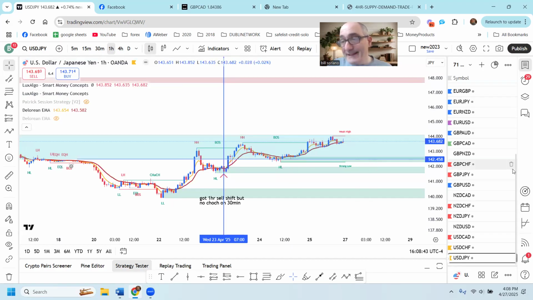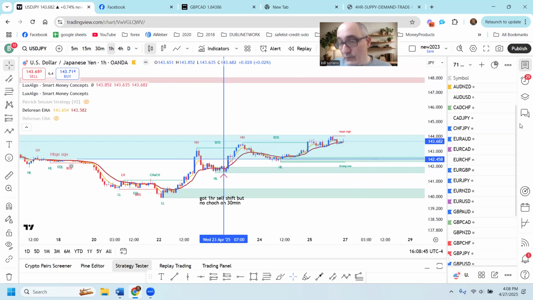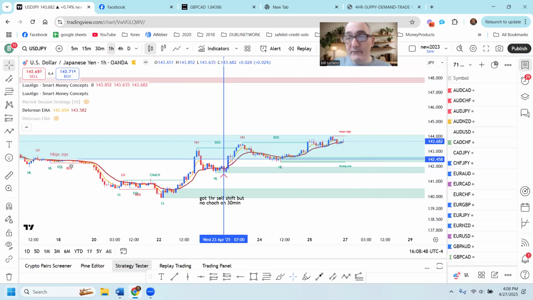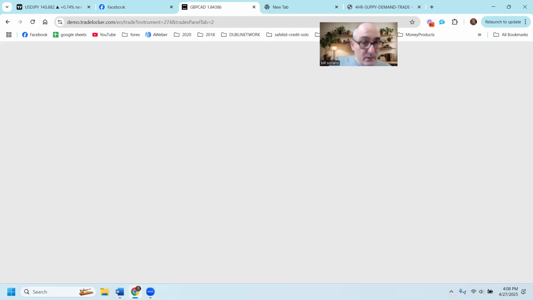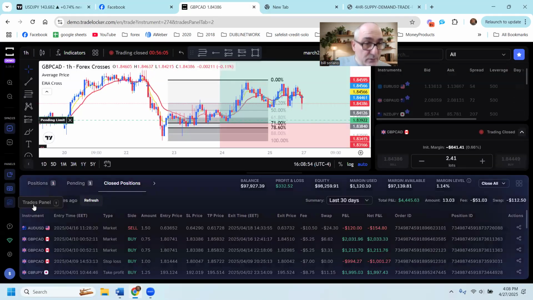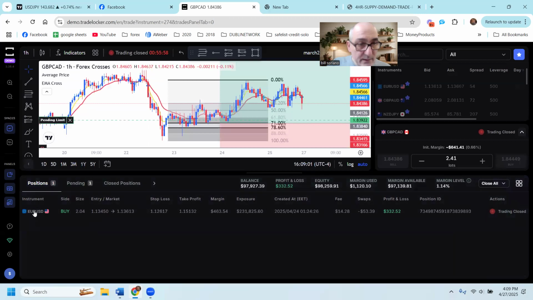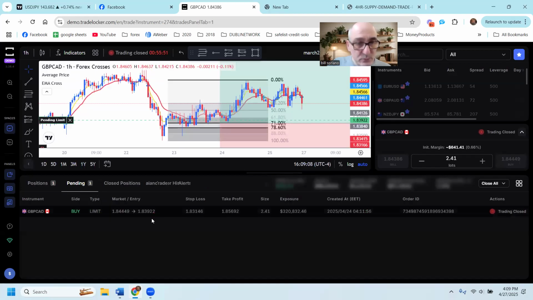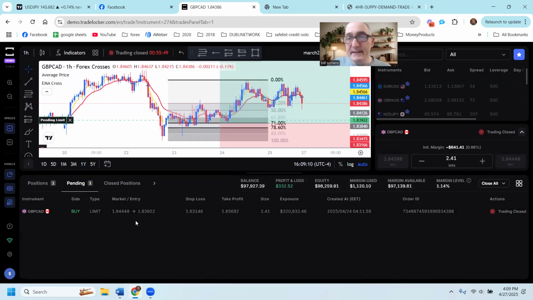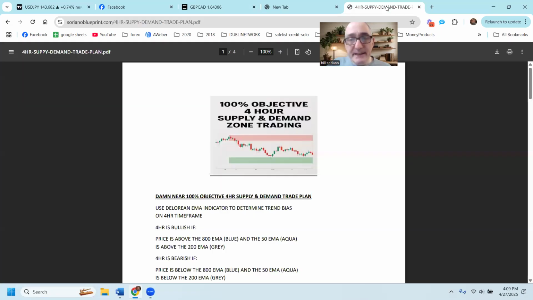Okay, guys, so that is the weekly outlook for the week of April 27th, 2025. Like I said, currently we're in a trade right now. We have one open position in EUR USD, which is currently a little bit in profit. And we have a pending buy limit order set on GBP CAD. Okay, any questions, guys? Just get back to me again.